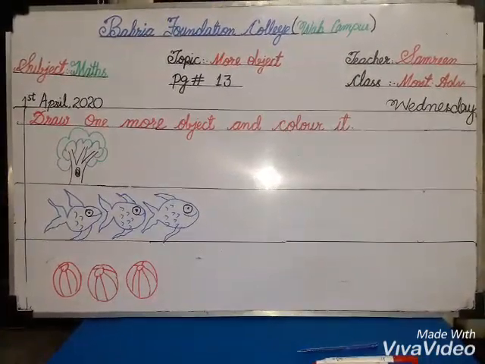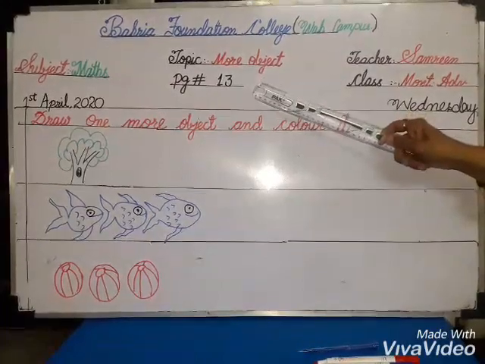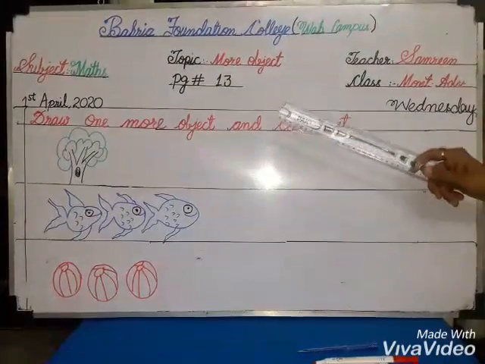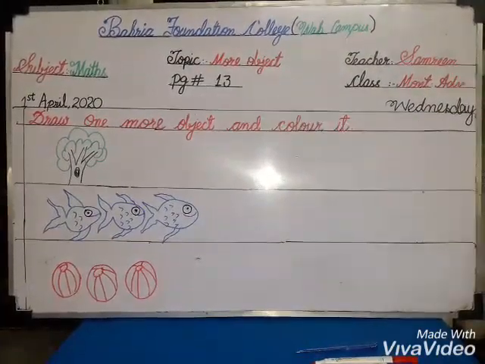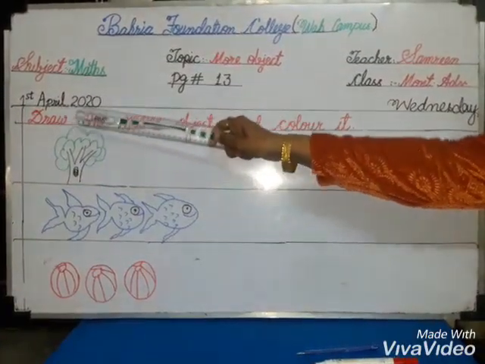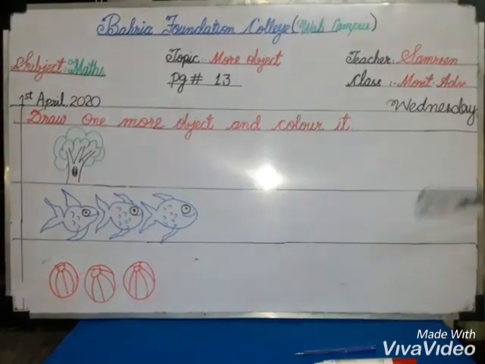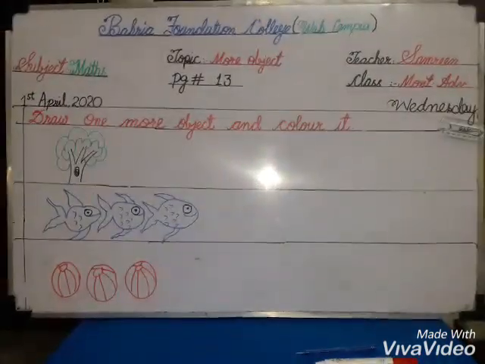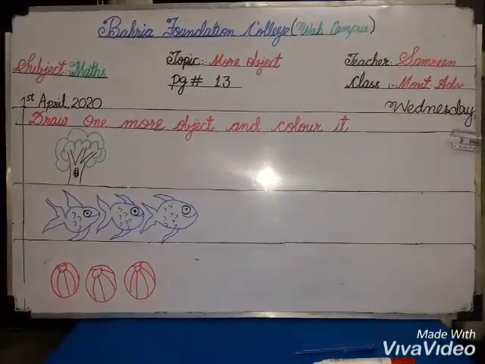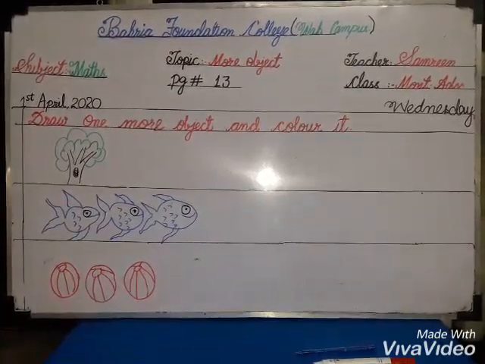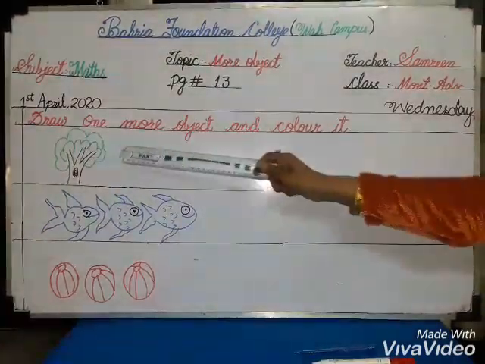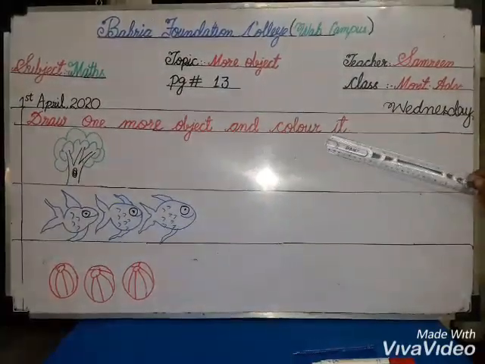Today I am going to teach you the topic "More Objects" from the subject of maths. It is from page 13. First of all, what is the date today? 1st April 2020. And what is the day today? Wednesday. Okay, now coming towards the topic, more objects. Draw one more object and color it.